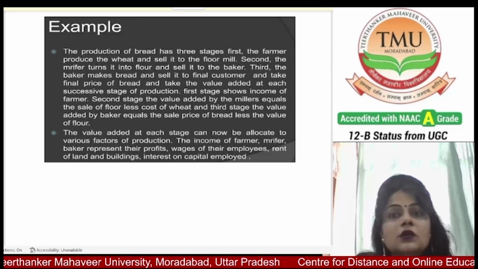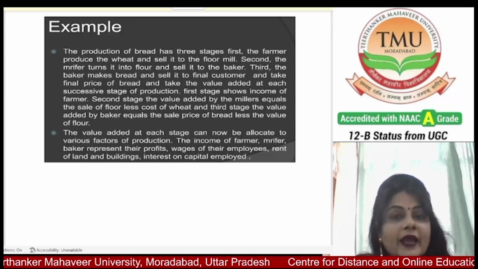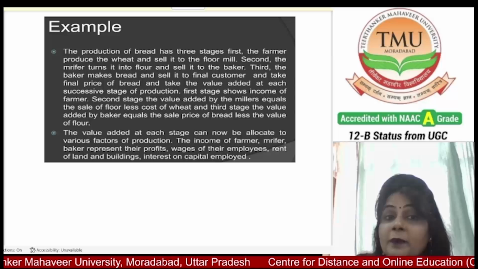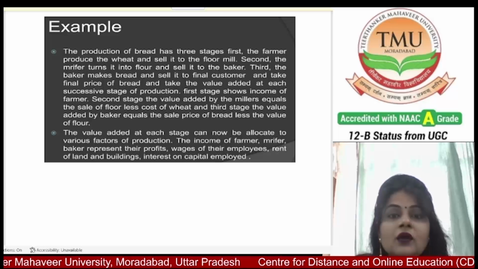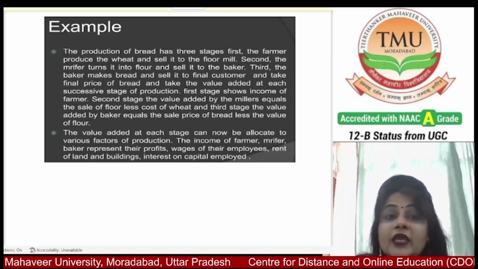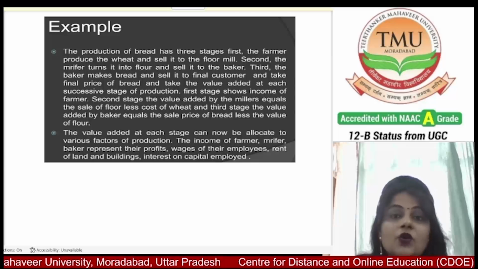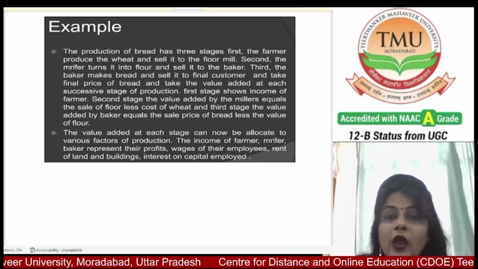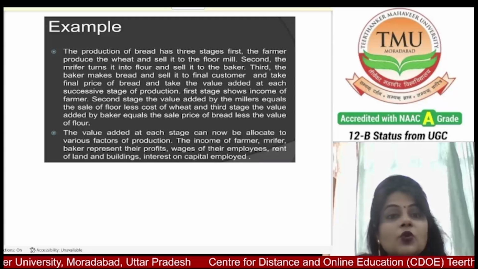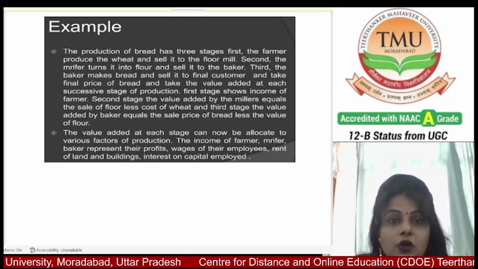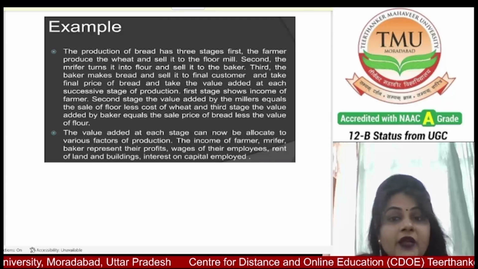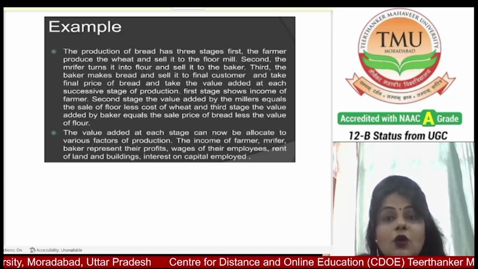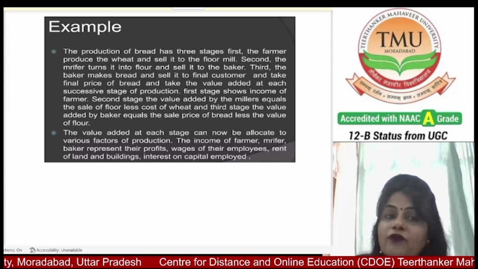So third, the baker makes bread and sells it to the final customer at the final price of bread. Take the value added at each successive stage of production. First stage shows income of the farmer. Second stage, the value added by the millers equals the sale of flour less the cost of wheat. Third stage, the value added by bakers equals the sale price of bread less the value of flour.